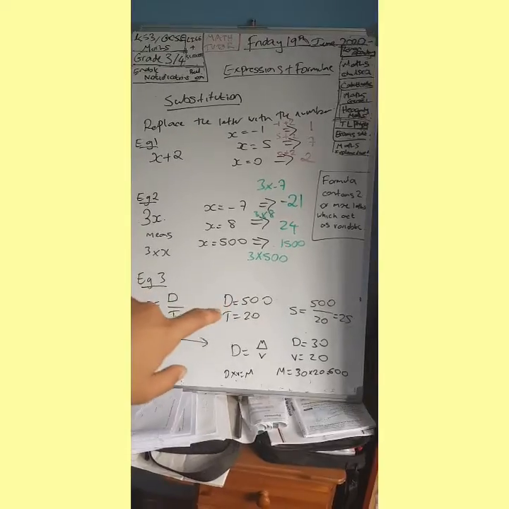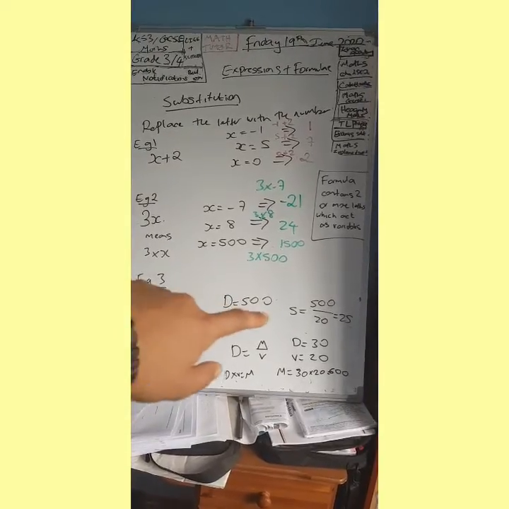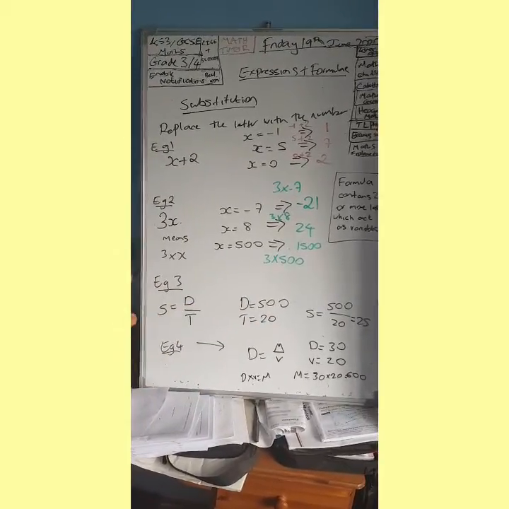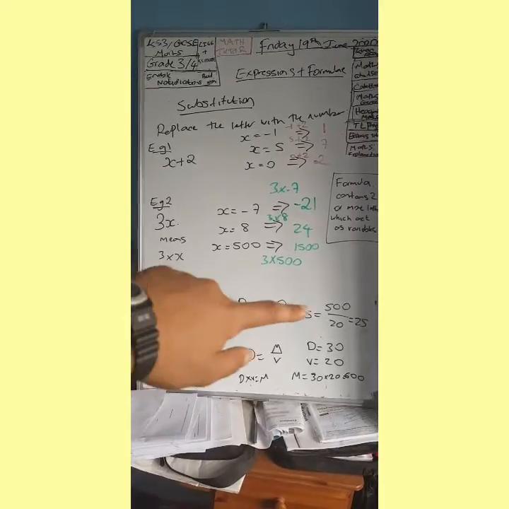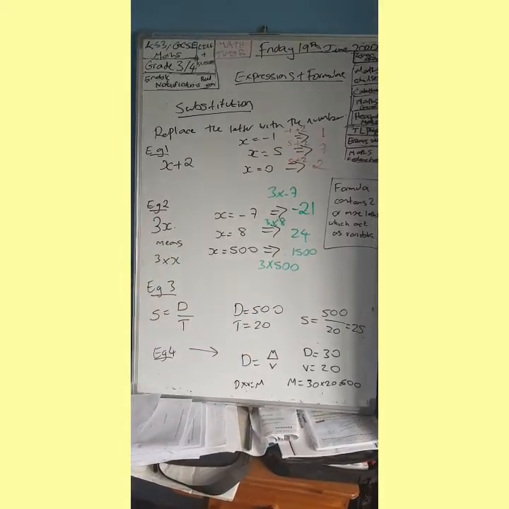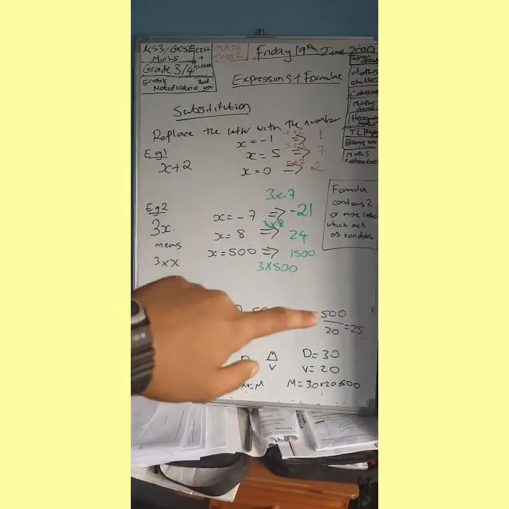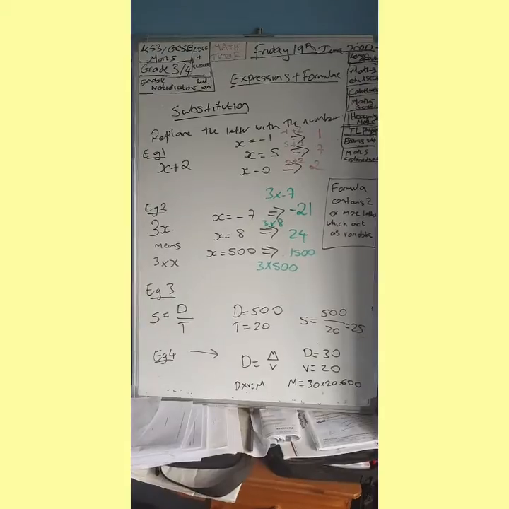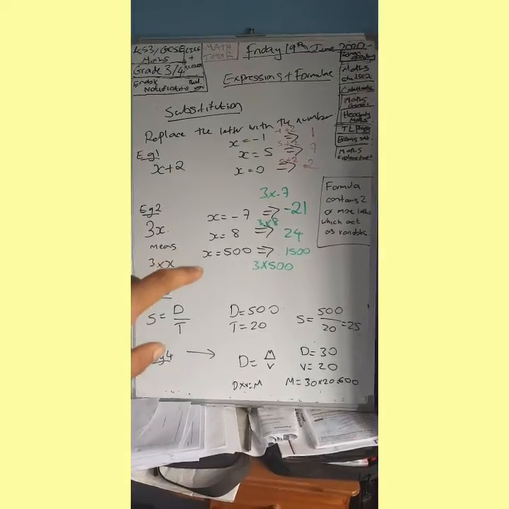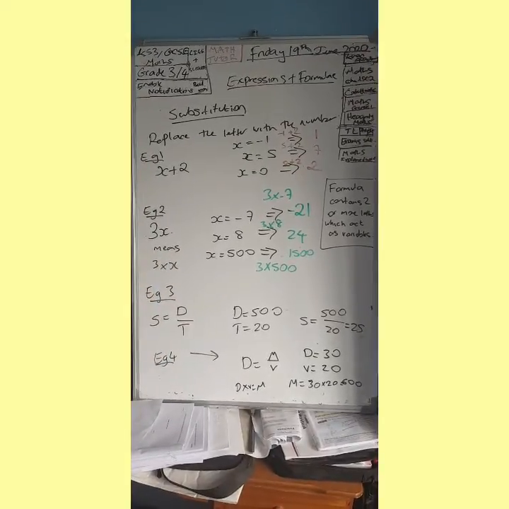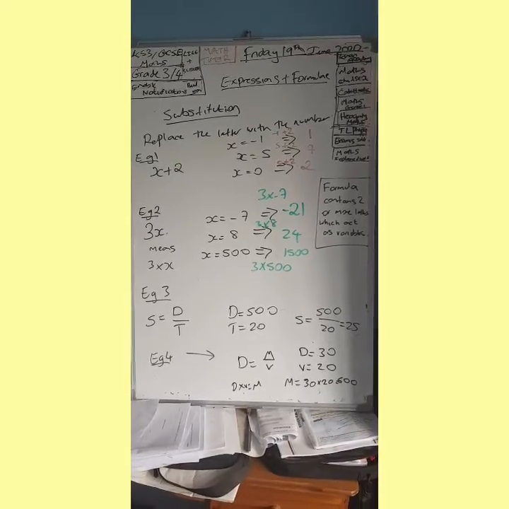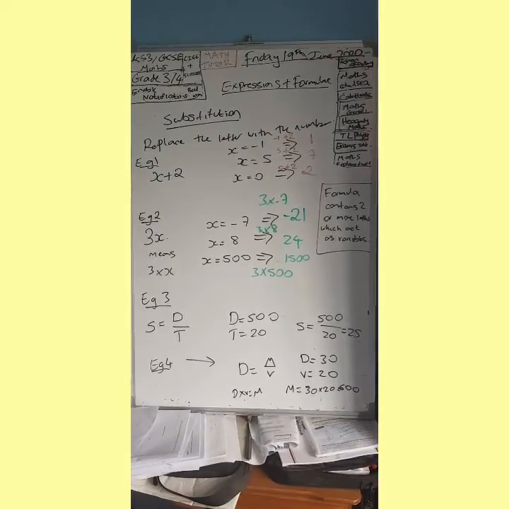So D equals 500, T is equal to 20. I've got to find S. So S is equal to 500 divided by 20, which is equal to 25. Obviously, in the exam, I would be given units to work that out, if that makes sense.